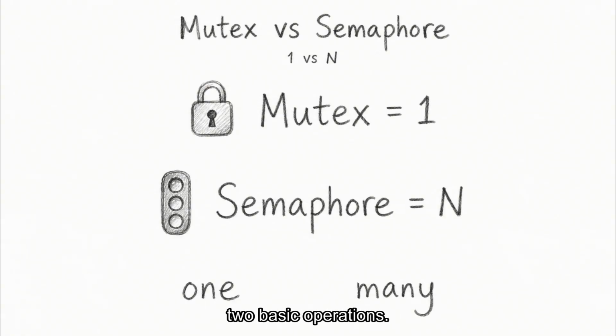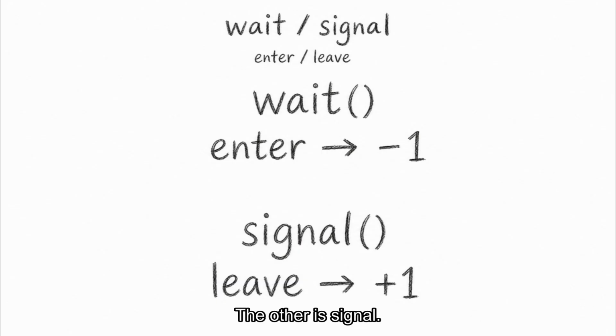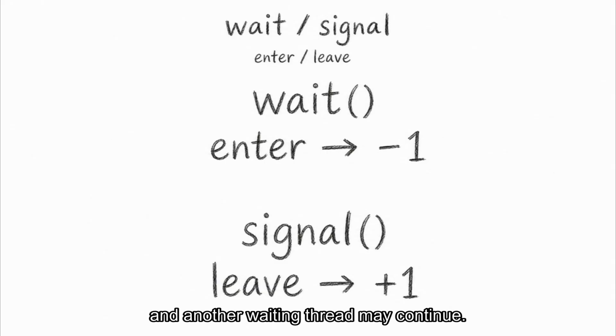Semaphore usually has 2 basic operations. One is wait, the other is signal. Wait means like this: "Now, can I enter?" If the value is bigger than 0, the thread decreases the value and enters. Signal means like this: "Okay, I'm done, come in." So the value increases by 1, and another waiting thread may continue.